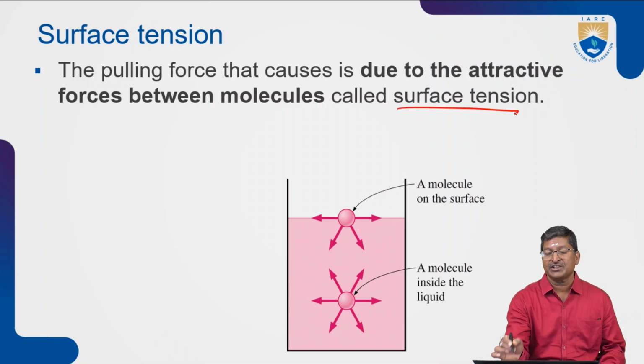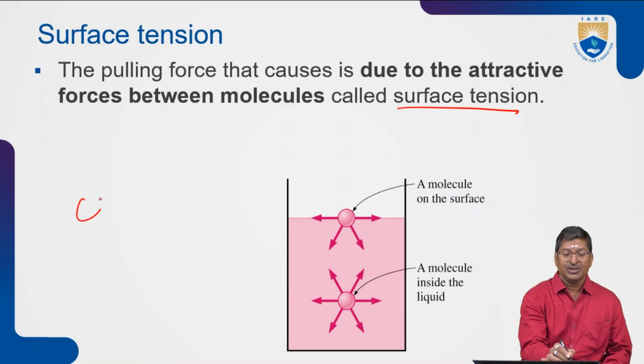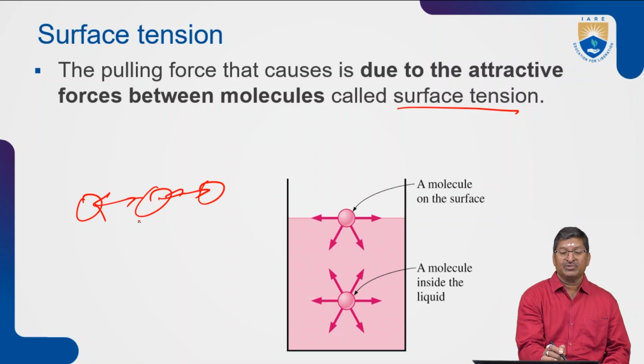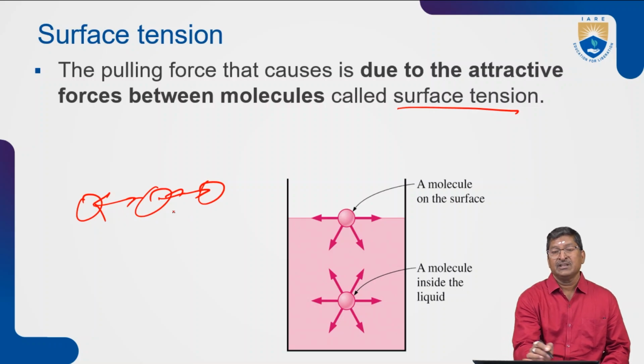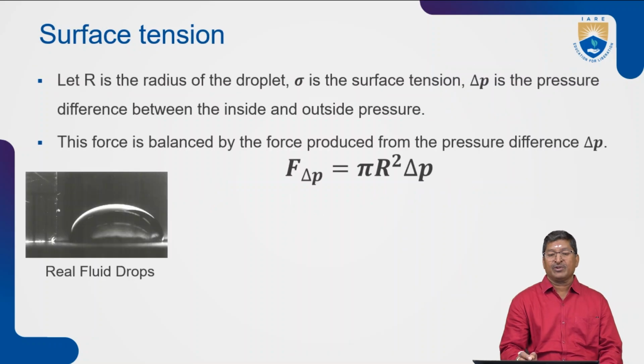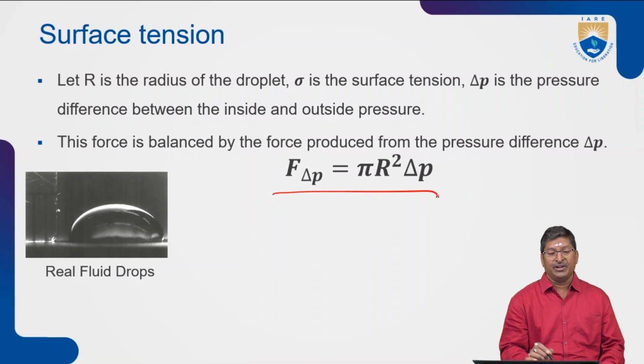What is surface tension? It is nothing but the pulling force. One molecule is there, another molecule is there, so this molecule will be attracted by this molecule. That force, due to the attraction of these intermolecular forces on the surface, is called the surface tension. Here the formula is there, delta P.